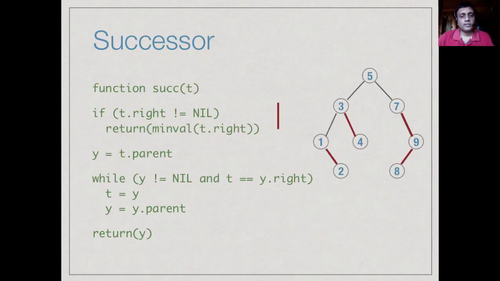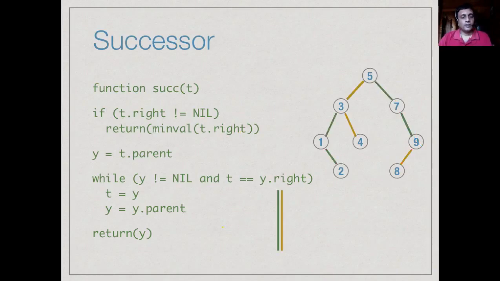So let's look at this particular example. For 3, for instance, the right subtree exists, 4, and the smallest value there is 4, therefore that's the successor. For 1, the smallest value is 2, so that's the successor. For 7, the minimum value in this subtree is 8, so 8 is the successor of 7. These all come out of the basic case where you have a right subtree.